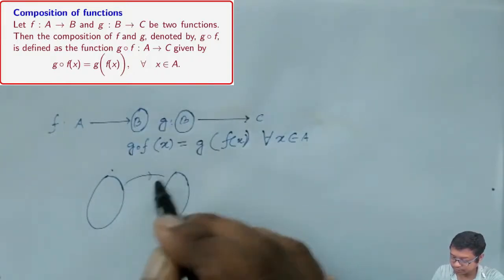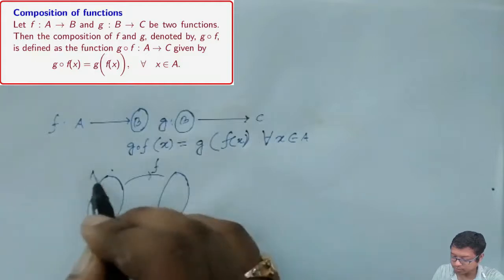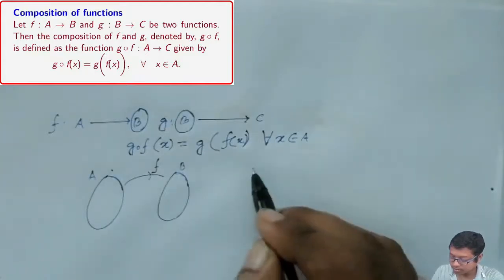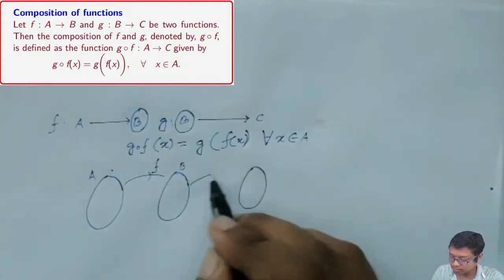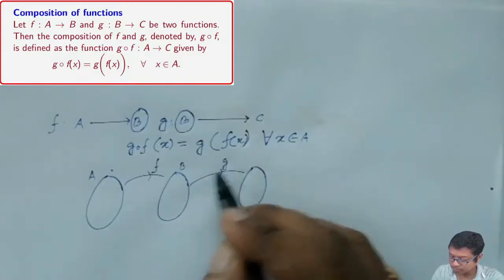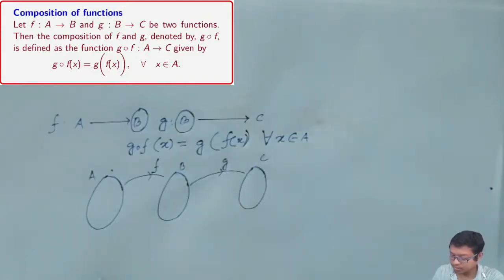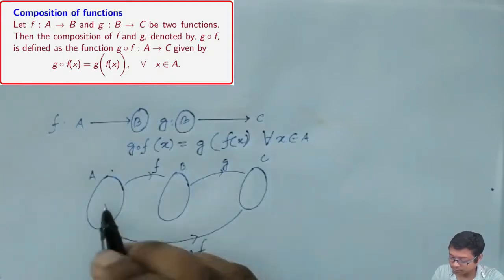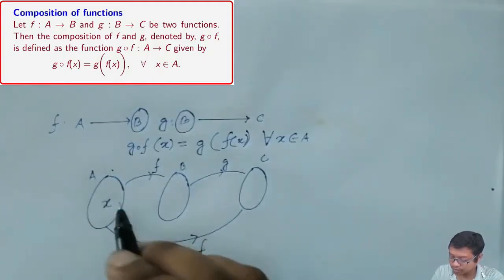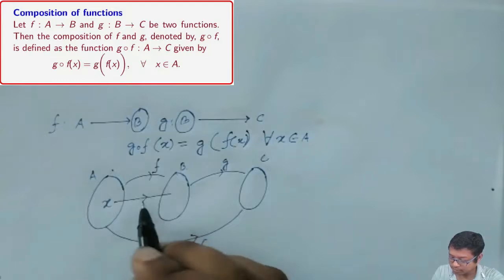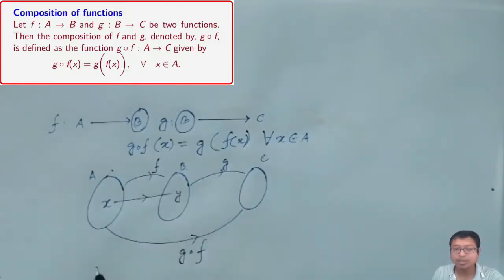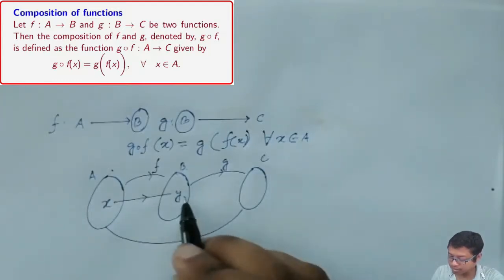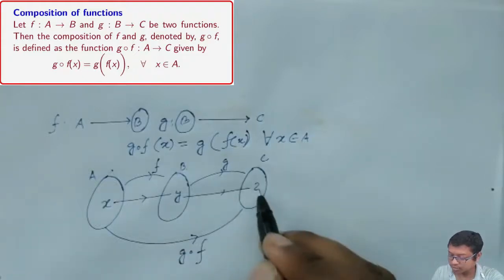The function f is going from A to B, and this is a function going from B to C. Then we have this z dot f. For x belonging to A, we must have an element y in B, and for y we must have an element in C. How is it defined?